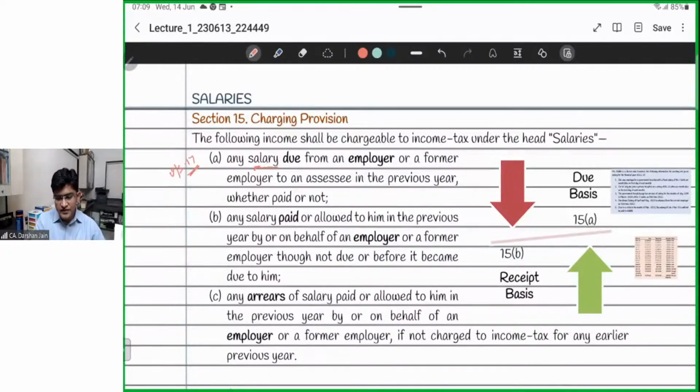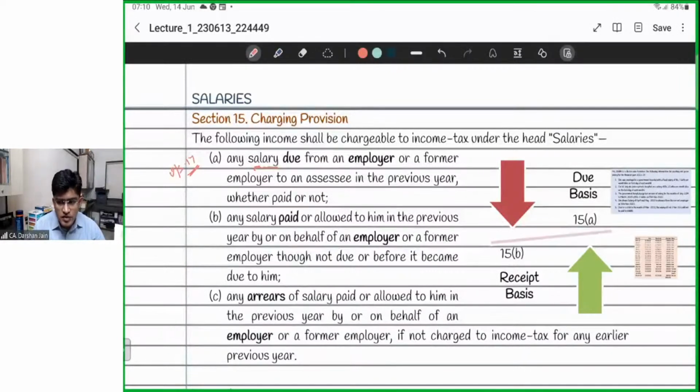Now, how it is defined, we'll come to it in a short while, but understand what is chargeable under this head. Any salary due from an employer or a former employer to an assessee in the previous year. So whatever is due from an employer to the assessee, and it constitutes salary, would be taxable under this head. Simple.